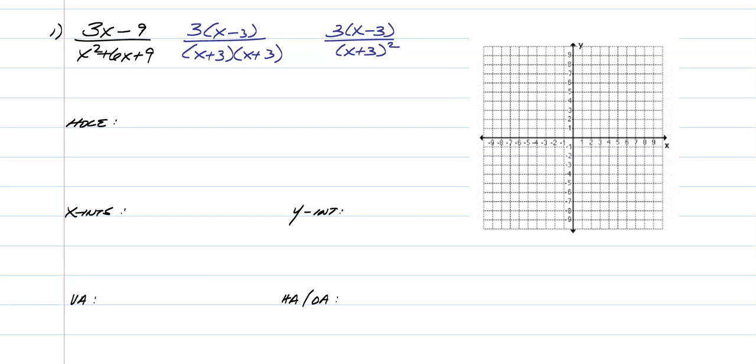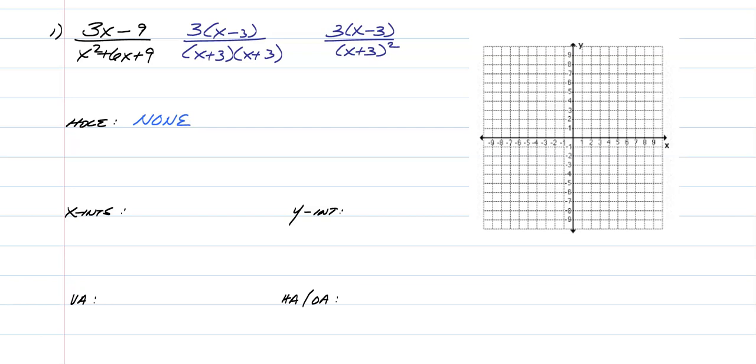So, first thing was the hole. The hole is where two of the same terms cancel on the top and the bottom. You cannot cancel an x minus 3 with an x plus 3, so there are no holes. So you would simply write none.